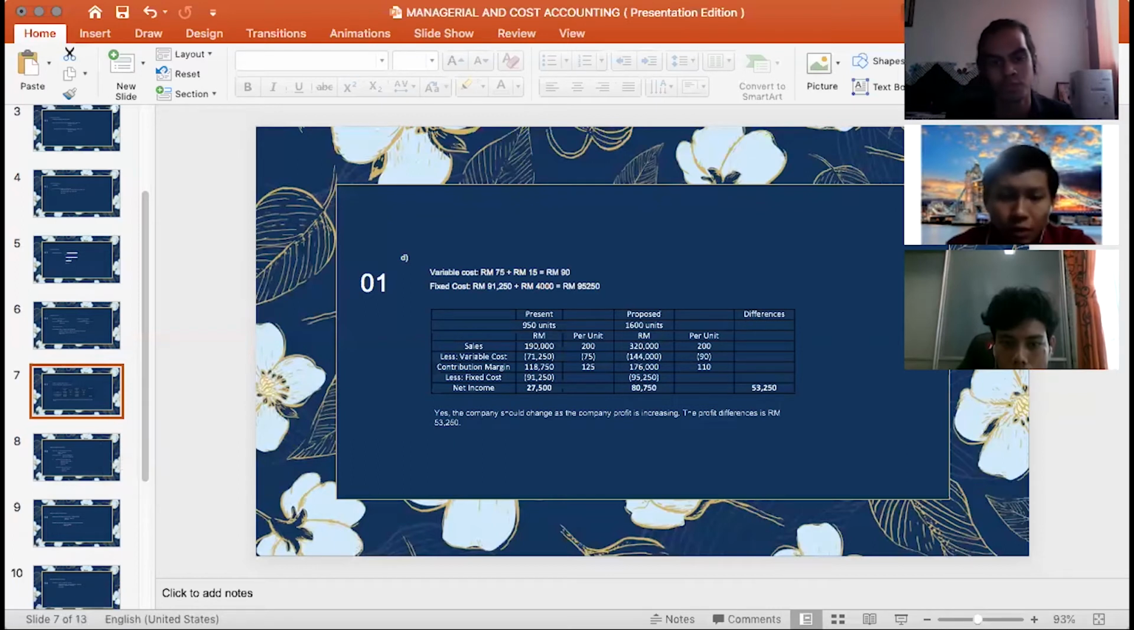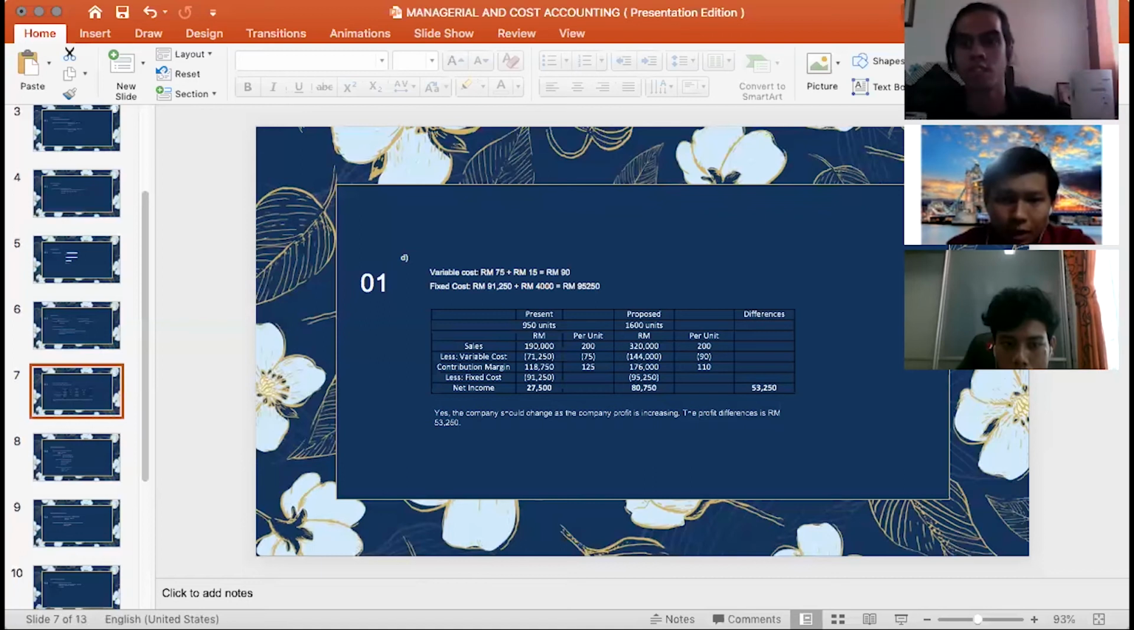So for the proposed, it is 1,600 units times by 200 ringgit per unit, we will get 320,000. And then for the variable cost, which is per unit, it is increased because they have an additional 50 ringgit. So the new variable cost is 90 ringgit. So 90 ringgit times by 1,600 units, we will get 144,000.